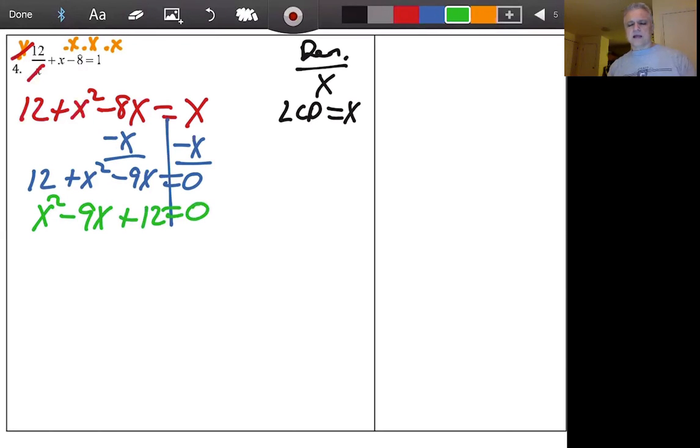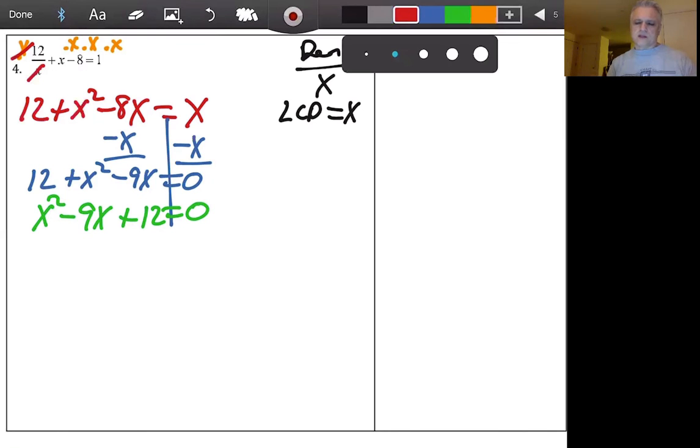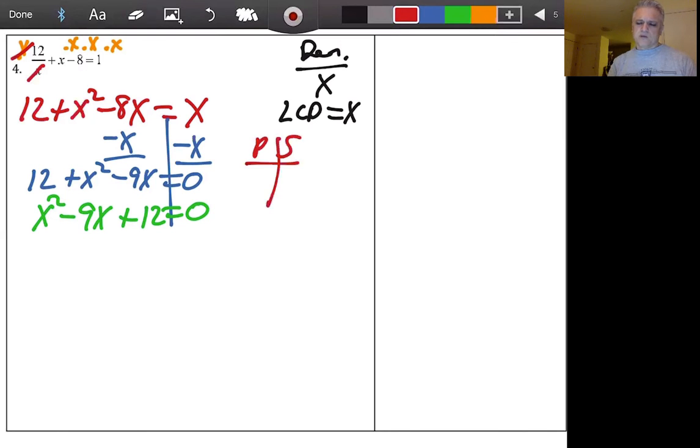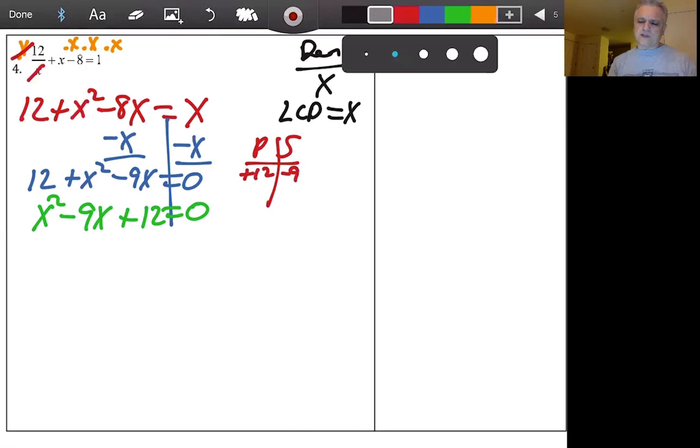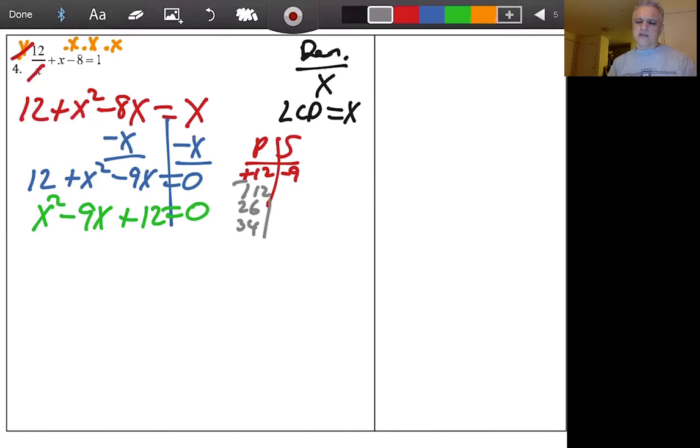Okay. Now, let's see. Product, sum. Product is positive 12, sum is negative 9. Okay, what are the factors of 12? 1 times 12, 2 times 6, 3 times 4. Can any of these combinations, adding or subtracting, give you a 9? No. That's where the catch comes in. It was easy to get here. Now this is not factorable.